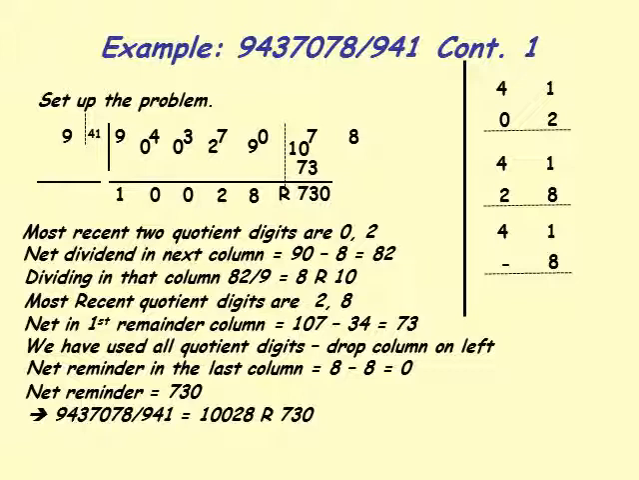Let's continue here. That means 9437078 divided by 941 is 10028, remainder 730.